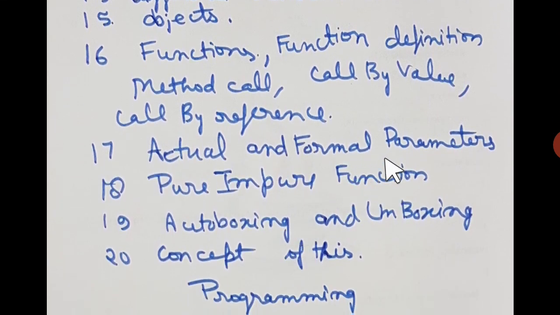Actual and formal parameter, which I have already told you. Pure impure also I've told you, right? So all these things are important. Then autoboxing and unboxing. Then concept of this keyword, so this keyword, just write one statement, it represents the current object, right?